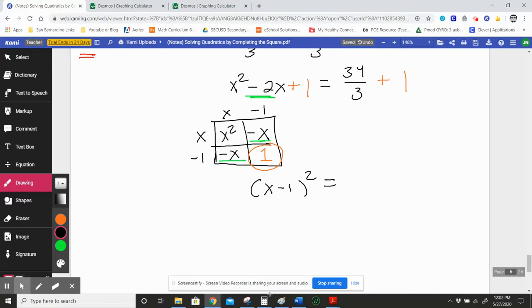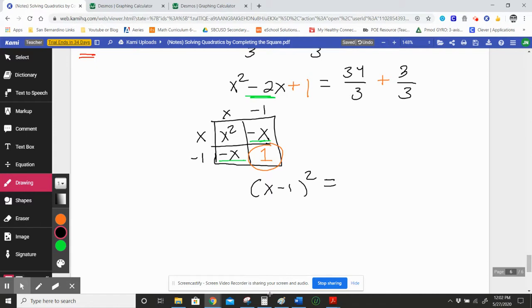So I have 34 divided by 3 plus 1, which is really ugly in my opinion. Instead of having this 34 divided by 3 plus 1, I'm going to go ahead and just change that 1 to 3 over 3. And by doing that, I'm not really changing anything, right? I'm just basically changing it into a fraction, so I'm able to add.